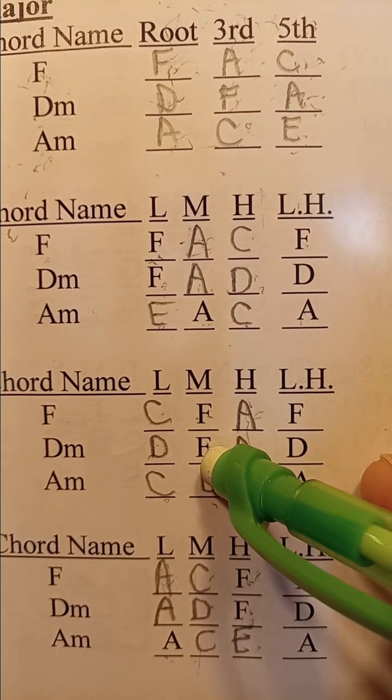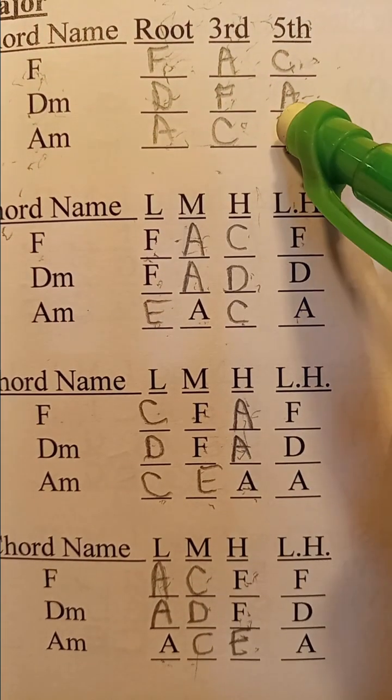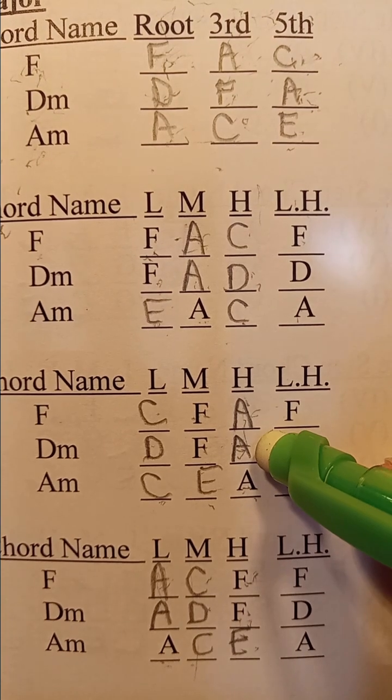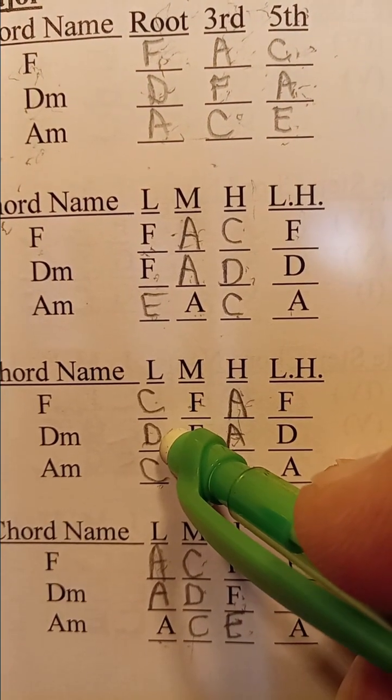With the D minor chord, F in the middle, our remaining notes would be D and A, and we'll have A's line up with each other. So A will be the high note, and that will leave D to be the remaining low note.